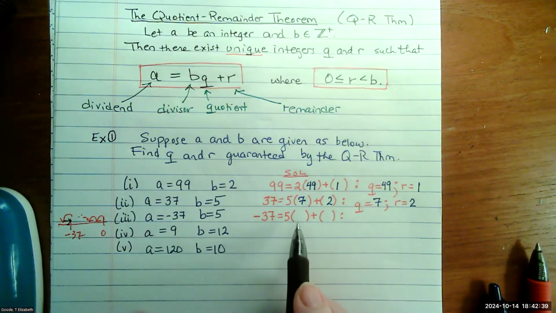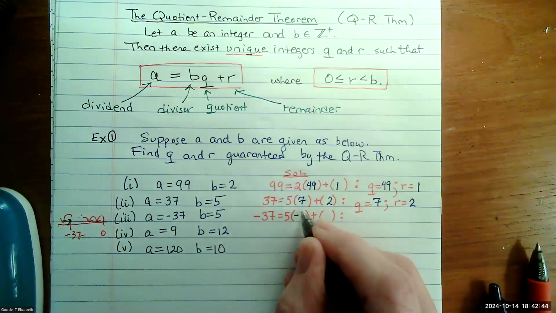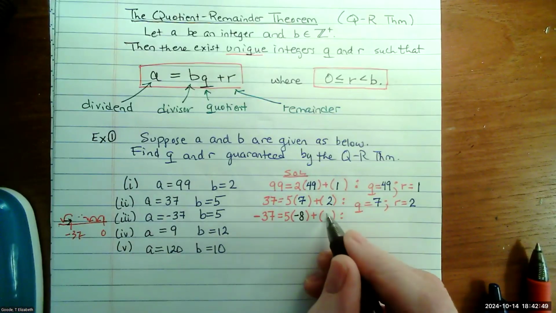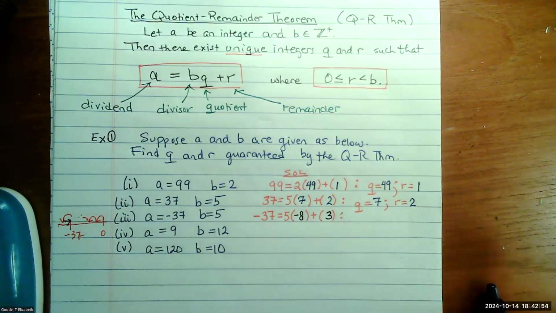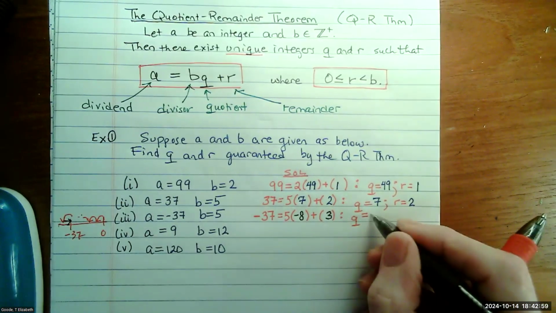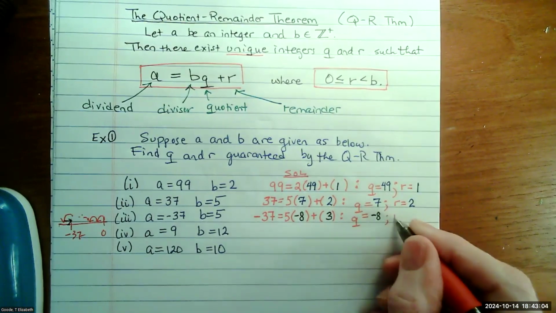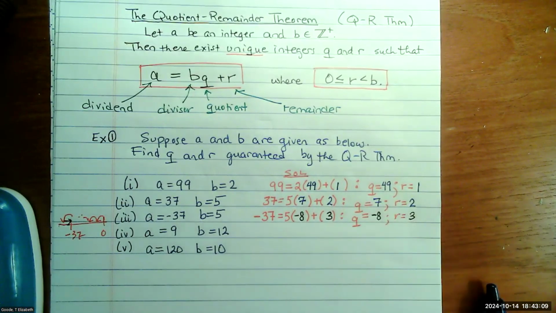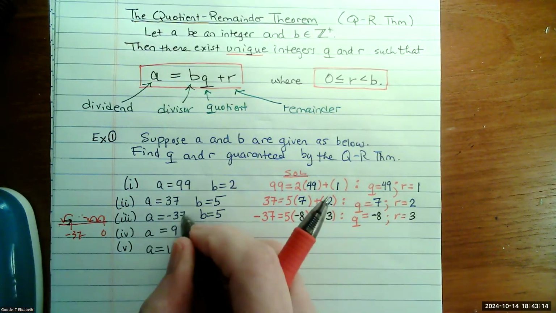So what should we multiply 5 by? Negative 8, yeah, negative 8, because that takes us down to negative 40, and then we can come back with a positive remainder of 3. Everybody see that? So this time, of course, we get a negative quotient because our dividend was negative and our divisor was positive. So that's one of the kind of tricky things that can happen if your dividend is negative.